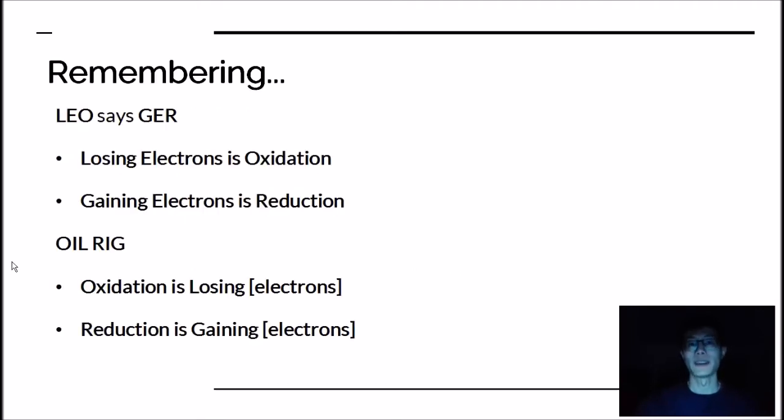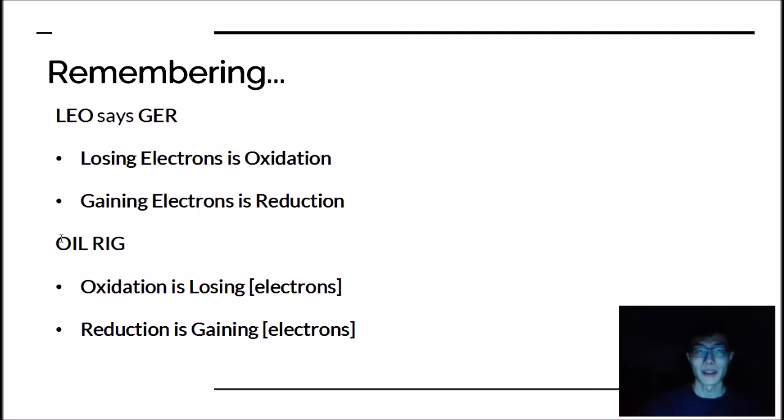When you look at redox reactions, oxidations and reductions, there are some things you should probably memorize, and there are two ways you can use to memorize what reductions and oxidations are. The first one is a cute little mnemonic: Leo says Ger, or LEO Ger. LEO is losing electrons is oxidation, L-E-O, and GER, G-E-R, is gaining electrons is reduction. So that's one way you can memorize it.